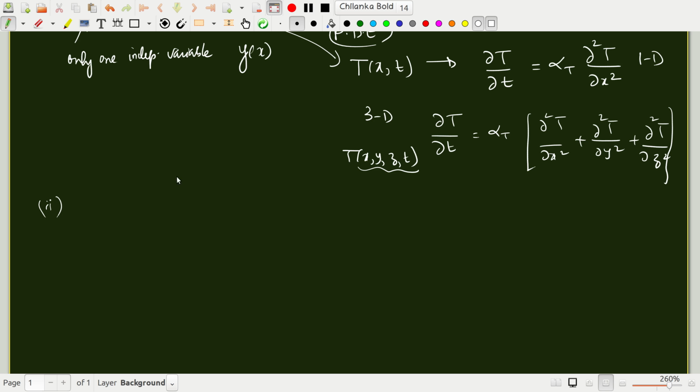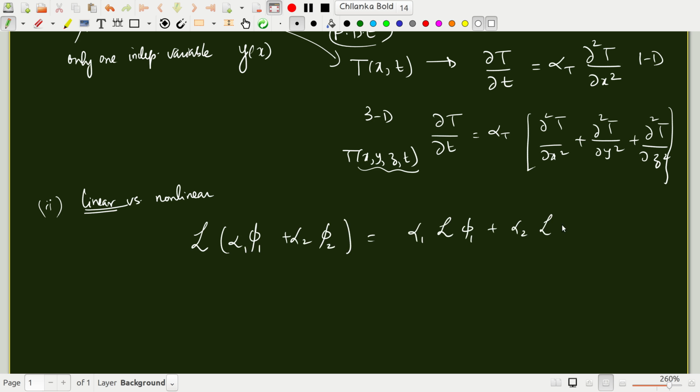Now the next category that I would like you to understand is linear versus nonlinear differential equations. Now the general notion of linearity is, of course, if I have an operator L and I operate it on some constant alpha 1 times some function phi1 plus some other constant alpha 2 times some other function phi2, this can be written as alpha 1 times L phi1 plus alpha 2 times L phi2. Suppose I take L as d squared by dx squared, you can easily verify that this is indeed the case. So this is an example of a linear operator.